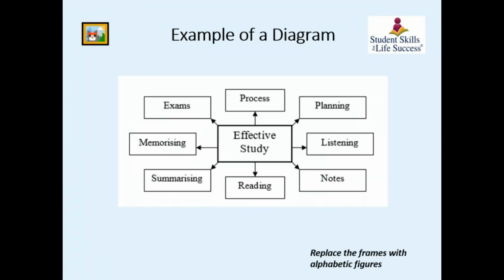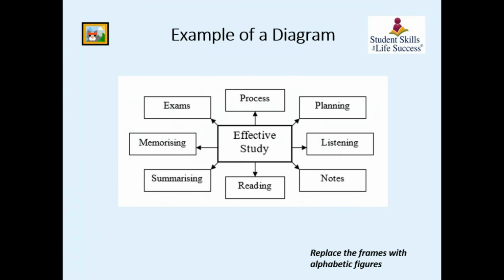So here, for instance, we have an example of a diagram. And this is the diagram of effective study. This is what we've been doing all along. So in the beginning, we had a look at the study process. Then we focused a couple of lessons on planning for study. Then we had a couple of lessons on listening. Then we had a couple of lessons on note taking, then on reading, then summarizing, then memorizing, then exams, and then the process. But each of these have one or more lessons attached to it.